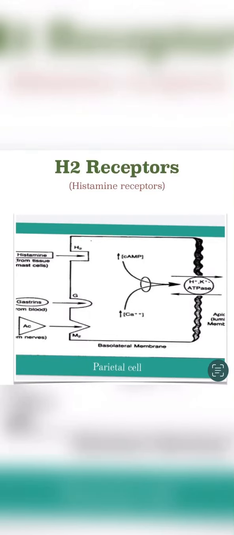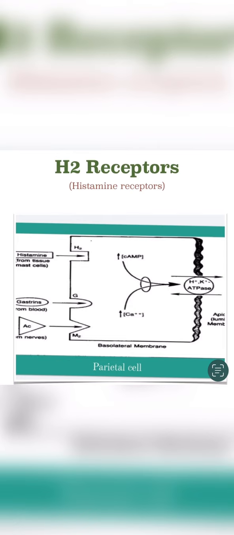Today I am going to tell you about H2 receptors, which is the continuation of the previous video. So the image depicted in this is a parietal cell. As we all know, the parietal cell is present over the lining of the stomach lumen, and it is very important in the secretion of the H+ ion to the stomach lumen, which is necessary for the synthesis of HCl, that is gastric acid.